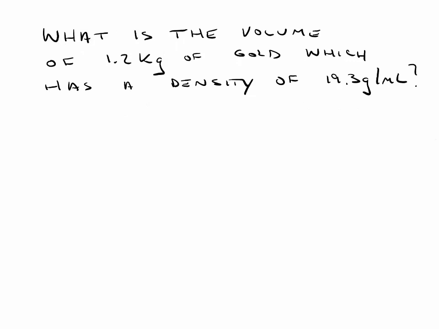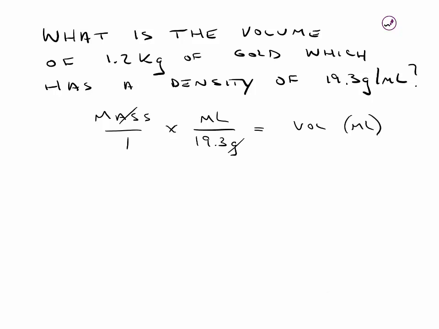Let's try this one. What is the volume of 1.2 kilograms of gold, which has a density of 19.3 grams per mil? In this case, your starting unit is a mass unit. So you're going to start with mass, and now you're going to use the density as a conversion factor, but this time you're asked to solve for a volume unit, so you're going to flip it so that the 19.3 grams is on the denominator and the milliliters is in the numerator. That will allow the mass units to cancel, and you will solve for your volume unit, in this case, milliliters.